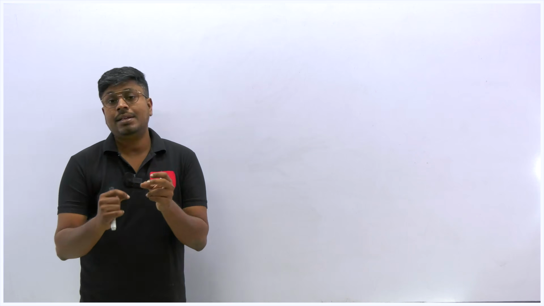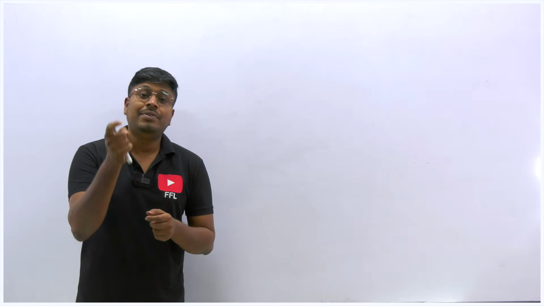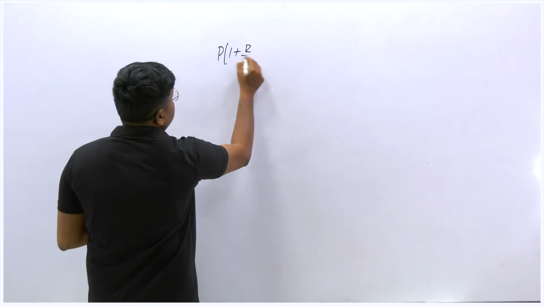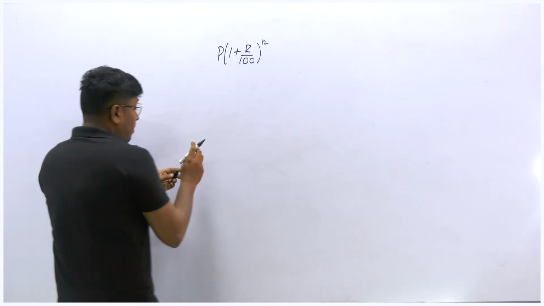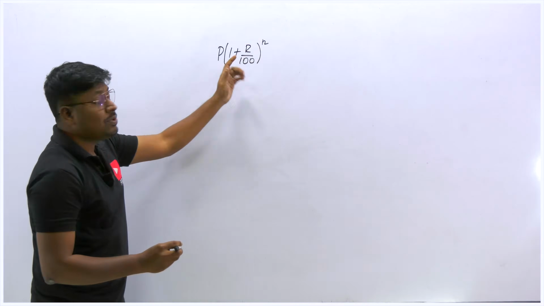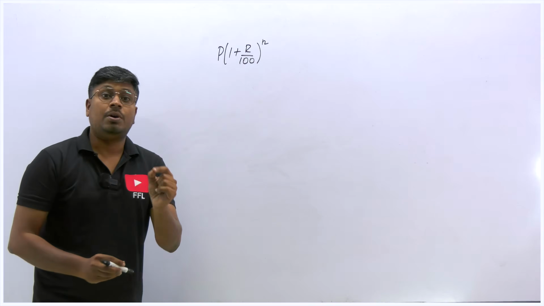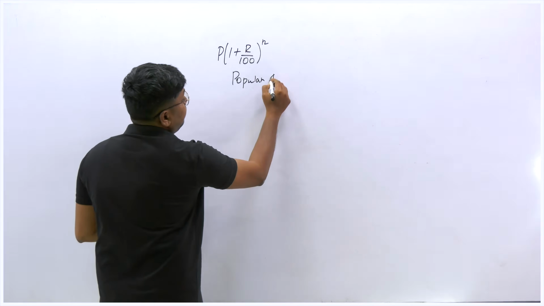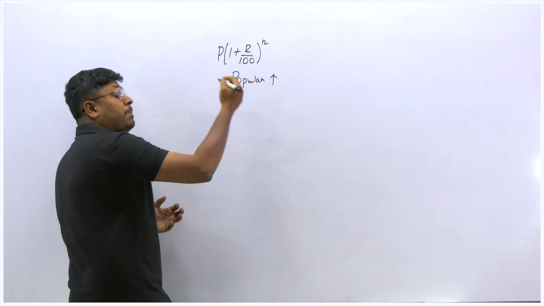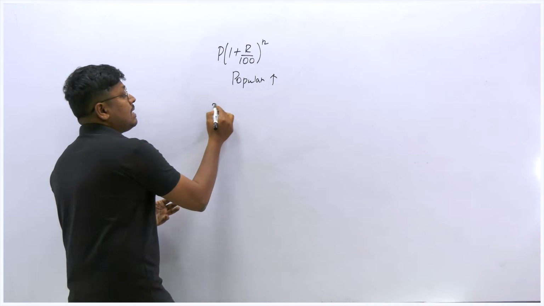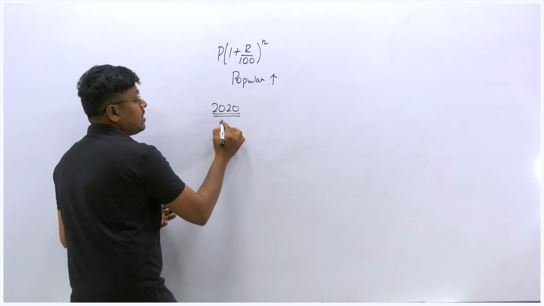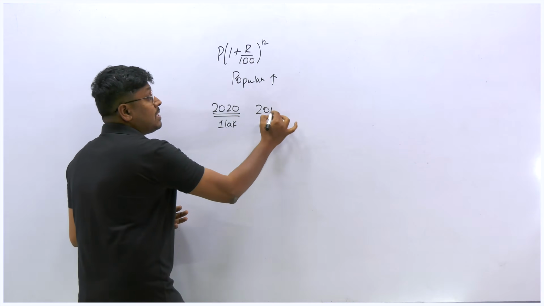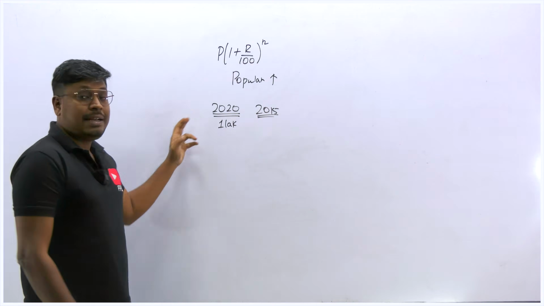One important thing that I hope everyone knows: the formula that we use in compound interest is P into (1 plus R by 100) power n. This formula we also use in another topic, percentage population increase. In the concept of population increase we use the same formula, and similarly for population decrease, which is in reverse order. For example, if in 2020 the population of a city is 1 lakh, what is the population in 2015, in case every year the population is decreasing by 5%?